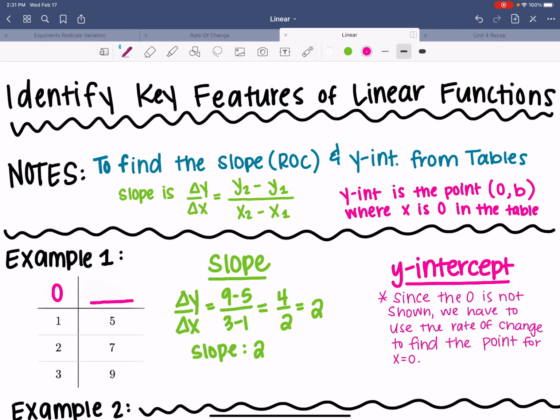Well, if we use the rate of change, remember we saw that that was increasing by 2 each time. So what would that number have to be before 5? If I have a number and then I add 2 and I get 5, what number would that be? Well, that would be 3, because 3 plus 2 gives me 5. So this is how we would find the y-intercept in the table if it wasn't already given to us. So our y-intercept is the point 0, 3.